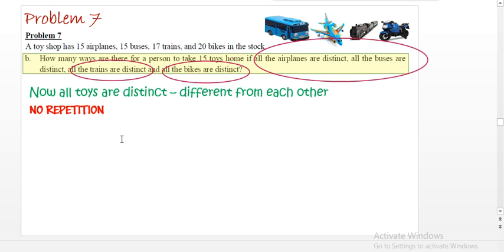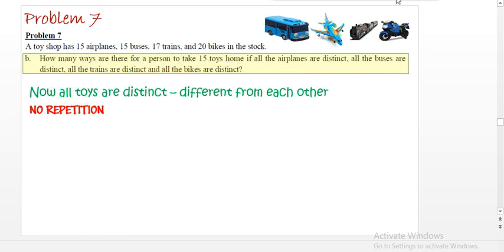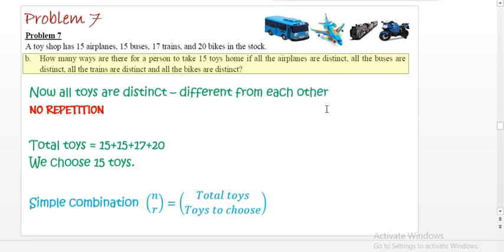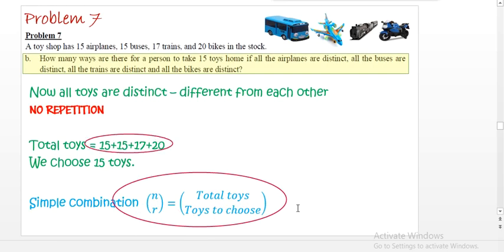So it means we can just use our simple combination formula. How many toys do we have now? 15 airplanes plus 15 buses plus 17 trains plus 20 bikes. And how many toys do we have to choose? Out of these we have to choose 15 toys. We know the nCr formula, so we can use it and choose r. The total available toys which we have counted here, and we have to choose 15 toys, so we can solve this. That was simple.